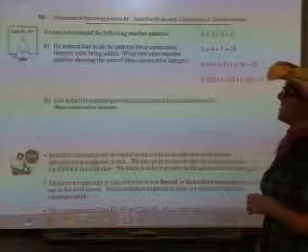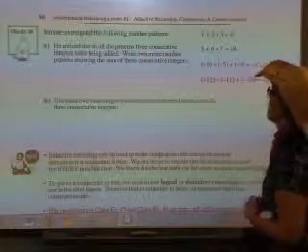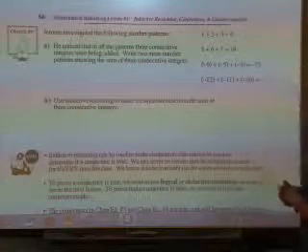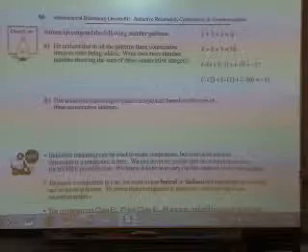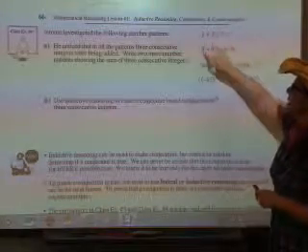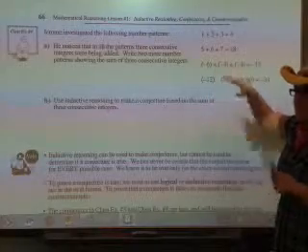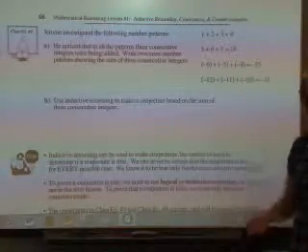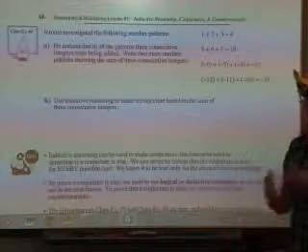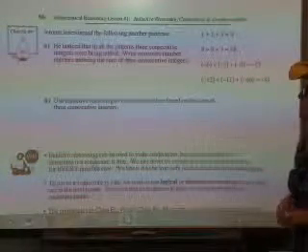So Jerome investigated the following number patterns. 1 plus 2 plus 3 is 6. 5 plus 6 plus 7 is 18. Negative 6 plus negative 5 plus negative 4 is negative 15. And negative 12 plus negative 11 plus negative 10 is negative 33. So what he noticed is these are 3 consecutive integers. Consecutive means they go in a row. 4, 5, 6, 10, 11, 12. 21, 22, 23. Those are consecutive numbers.